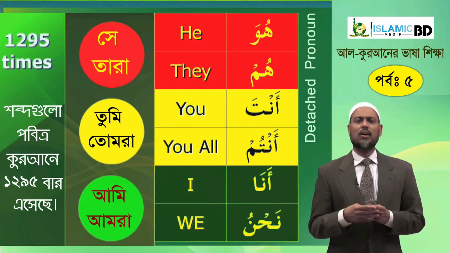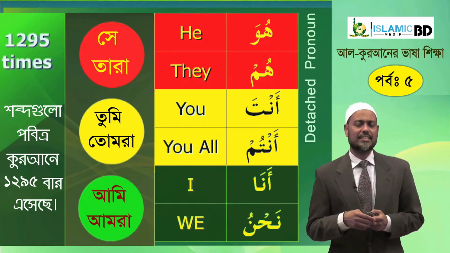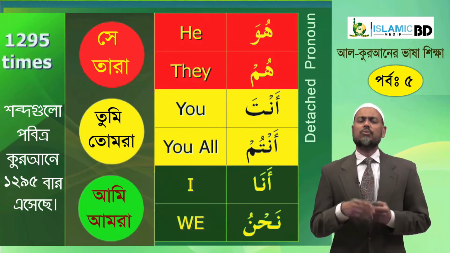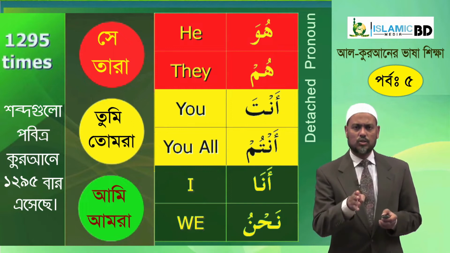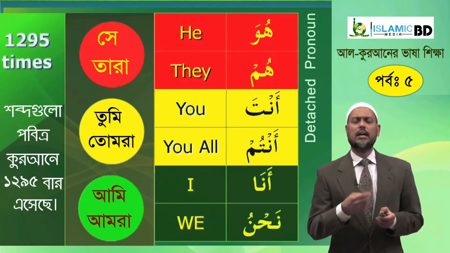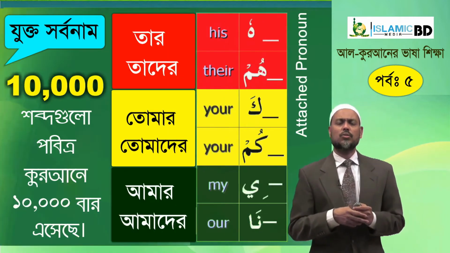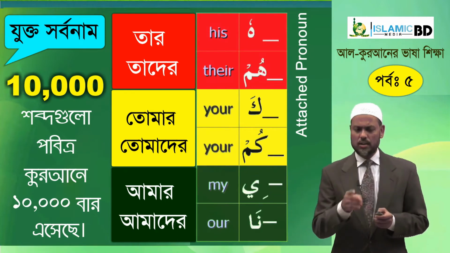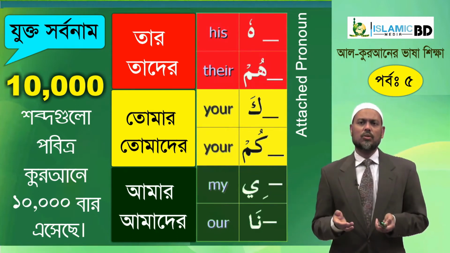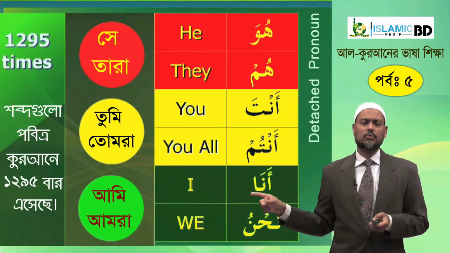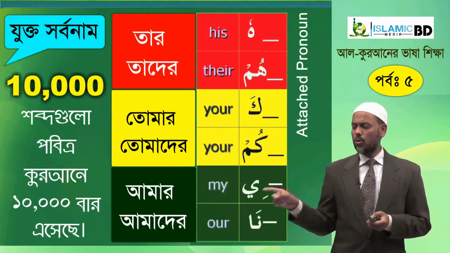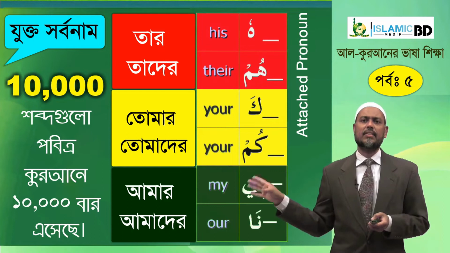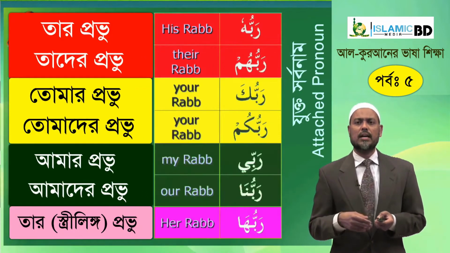I'm sure by now you have learned the meanings of these 6 words. Can you repeat after me? Huwa, hum. Anta, antum. Ana, nahnu. And also you have learned these hu, hum, ka, kum, i, na. By the way, what's the meaning of huwa? He. Hum? They. Anta? You. Antum? You all. Ana? I. Nahnu? We. Hu, hum, ka, kum, i, na is his, their, your, my, and our.